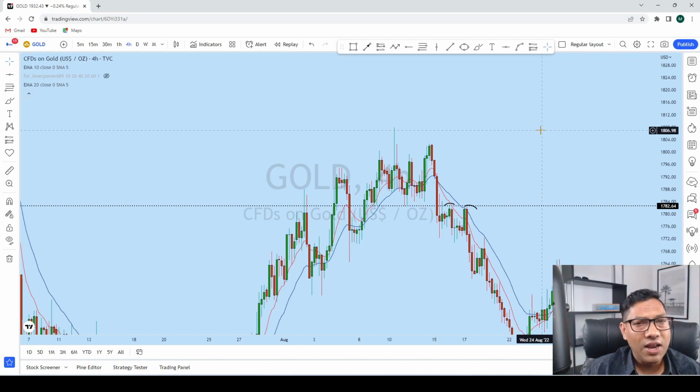So this is the supply and demand zone where the big boys or smart money are buying and selling. Now let's look at some examples that you can apply in terms of liquidity.